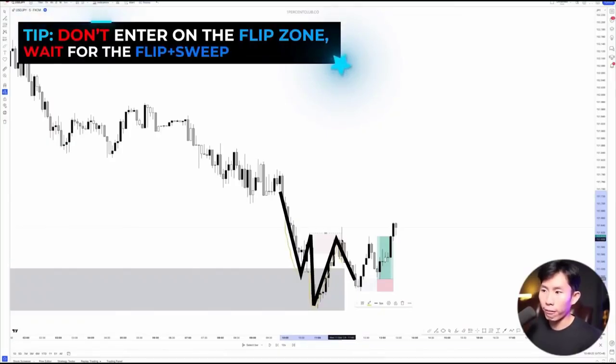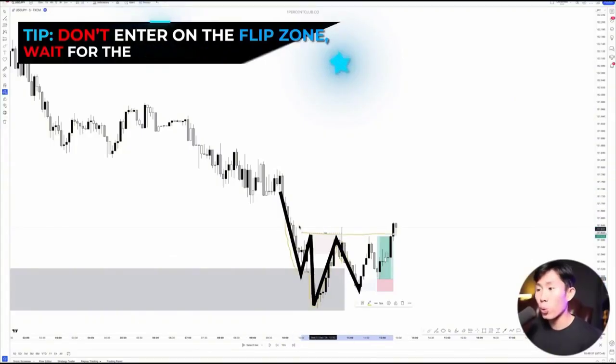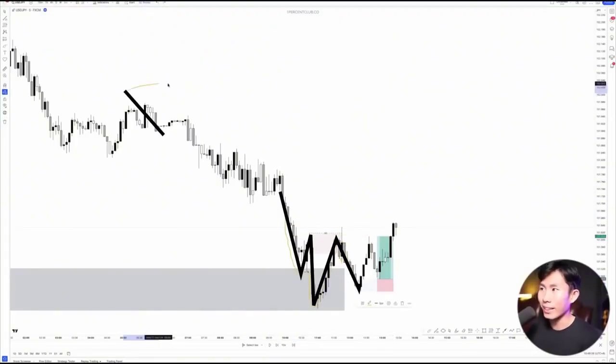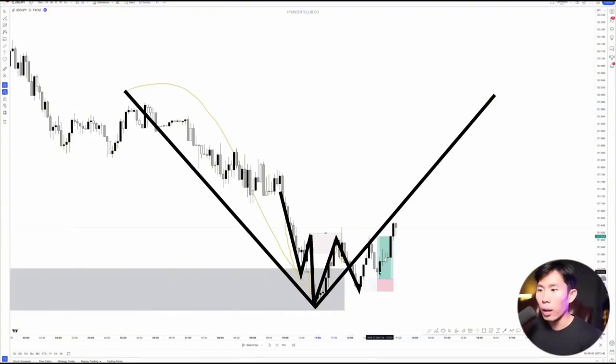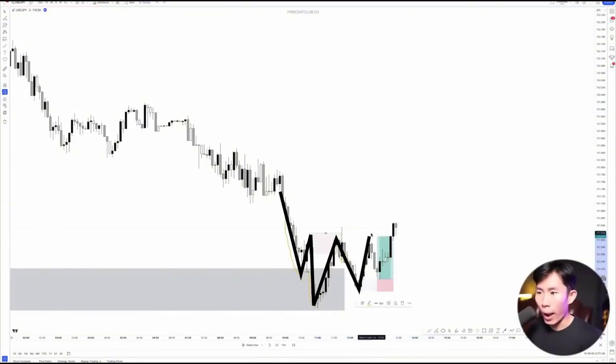So we waited for that flip zone to be swept, and then we also got our market shift, which confirmed to us there's a shift in structure, and this internal structure has turned bullish before we finally get our entry, where price steps back into that flip plus sweep zone. Just like this, place our stop loss below the flip plus sweep zone, and we targeted 3R.